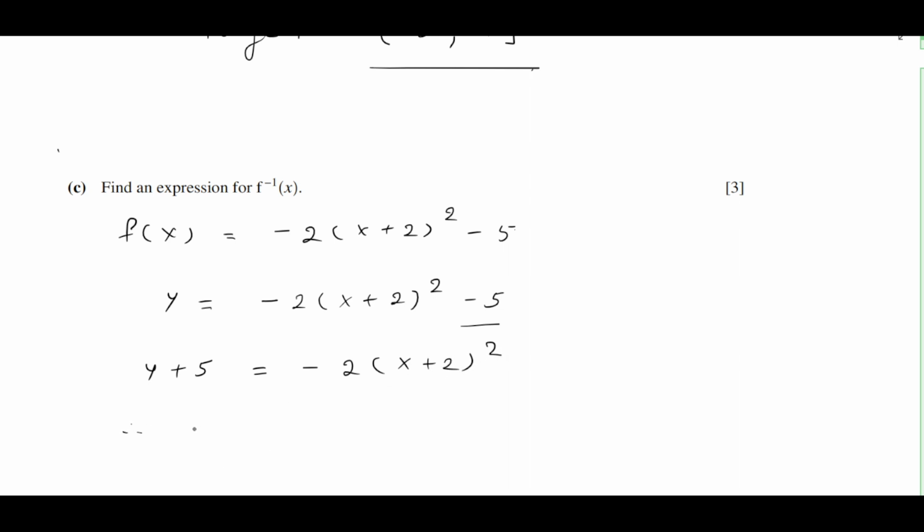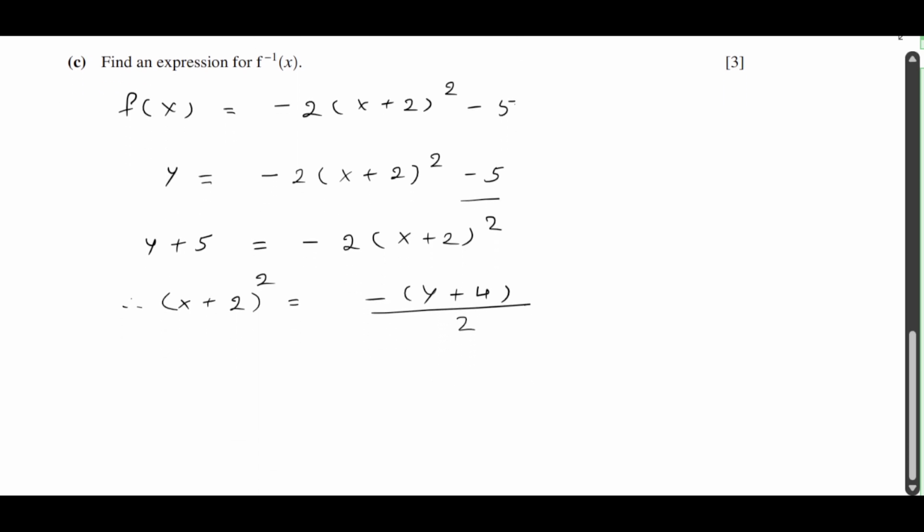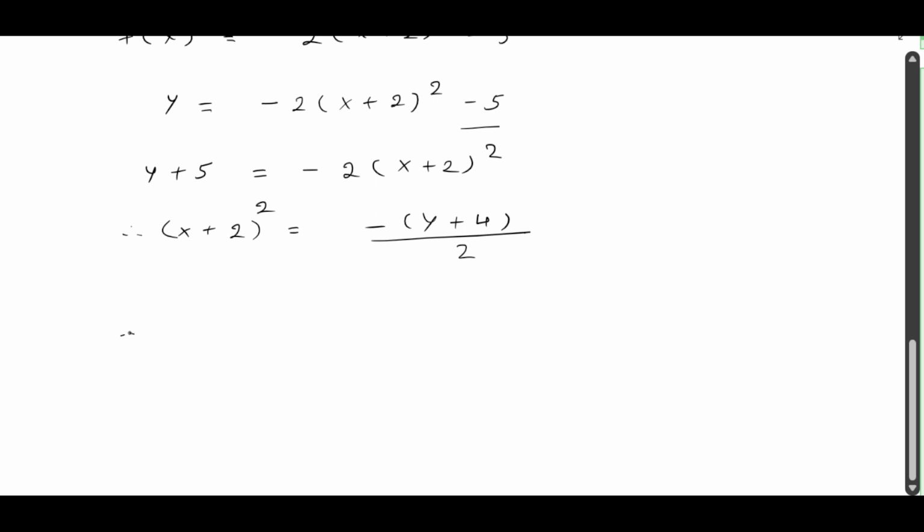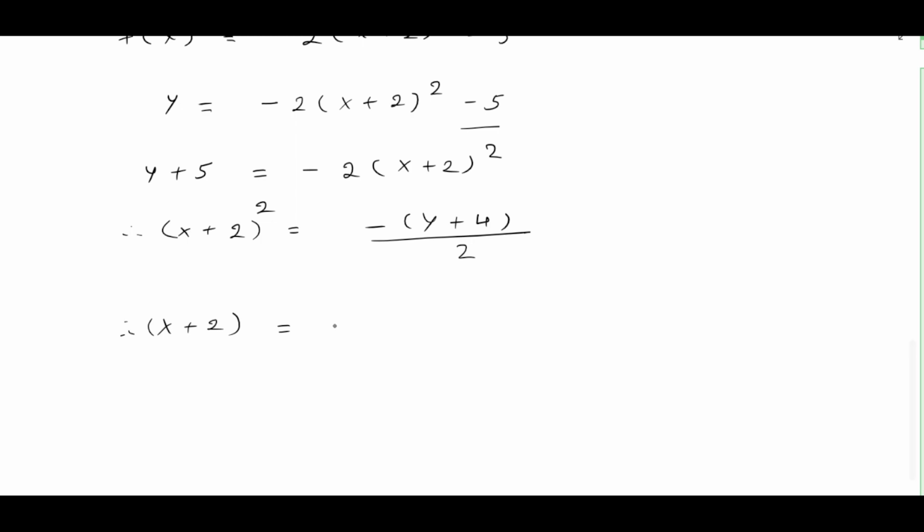So therefore, first let us say (x plus 2) square is going to be minus (y plus 4) divided by 2. And therefore this x plus 2 is equal to plus or minus root of minus (y plus 4) divided by 2.